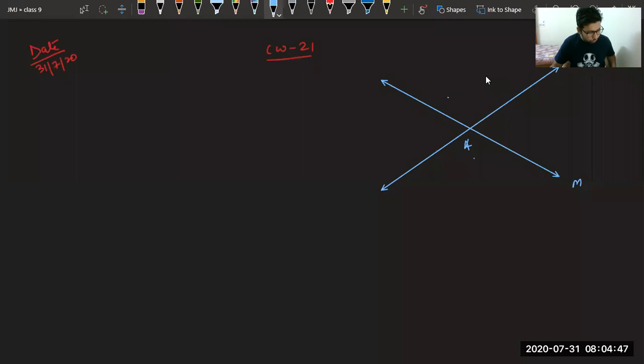We have to prove, then they are saying P is a point equidistant from two lines L and M. So there is a point P somewhere in the open which is equidistant from both the lines. Suppose P is here. So given to us example number 8, given is P is equidistant from L and M.